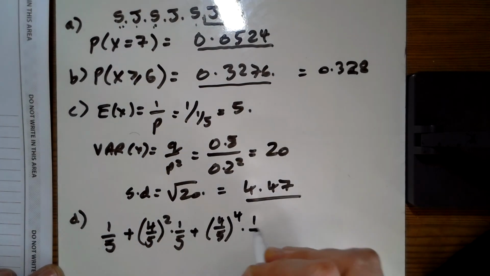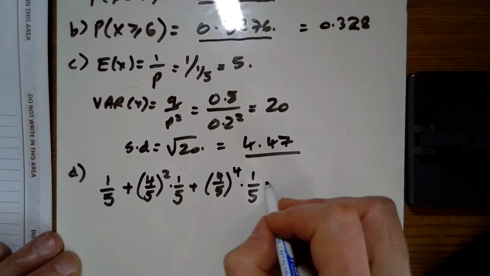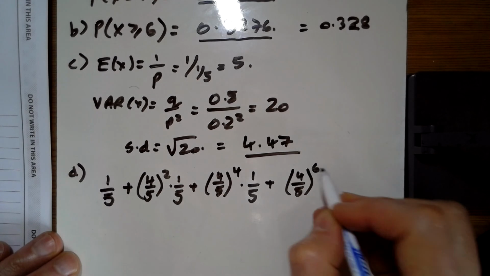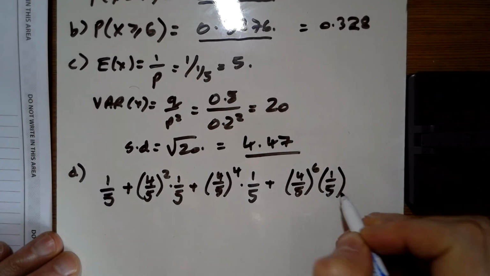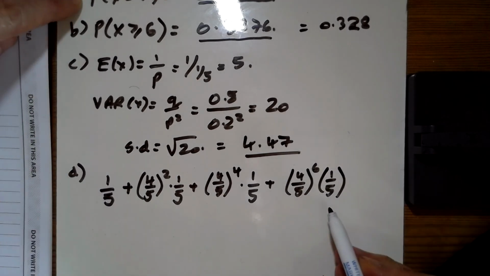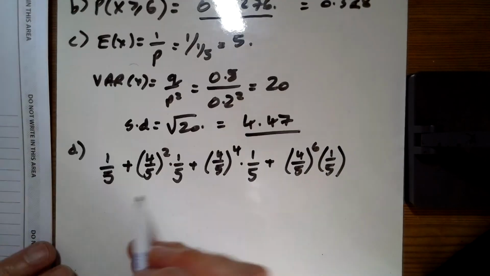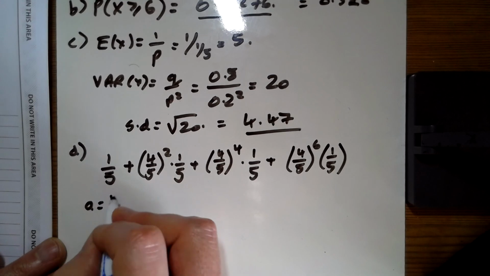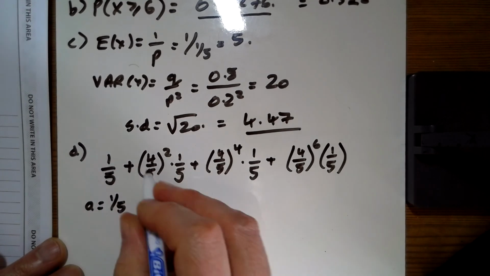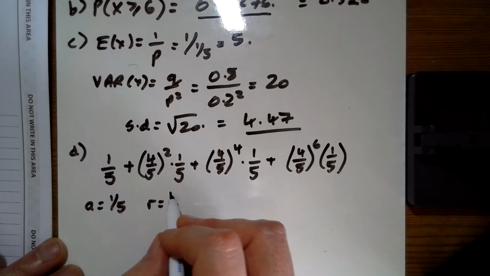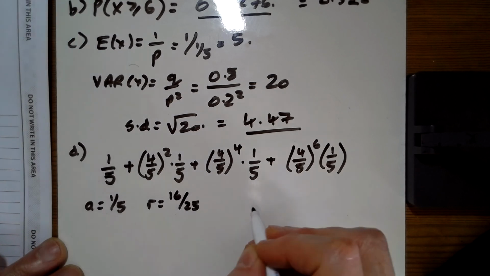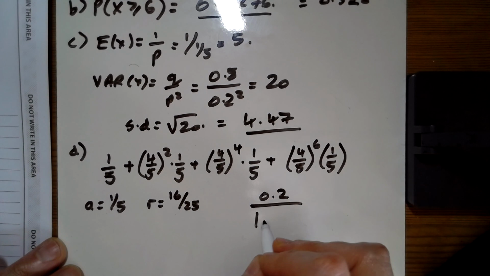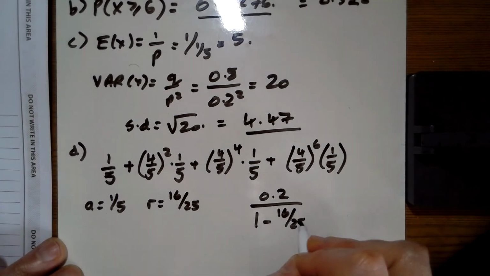Or she can win it on her third go, which is 4 failures, fail, fail, fail, fail, and then win. And then I think we can spot the pattern of these now then. So I think the next one would then be 4/5 to the 6 times by 1/5. And that, of course, is the probability we had there in the 7th one there. Right, this looks like a geometric progression. The first term here is 1/5, and what do we times them by each time is 4/5 squared, so 16 over 25. And this is a sum to infinity, so a over 1 minus r.